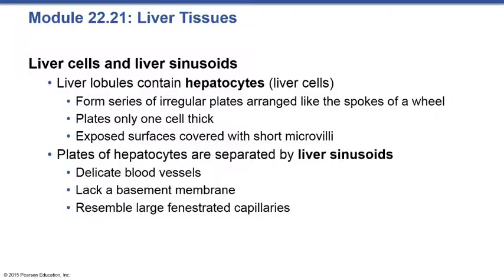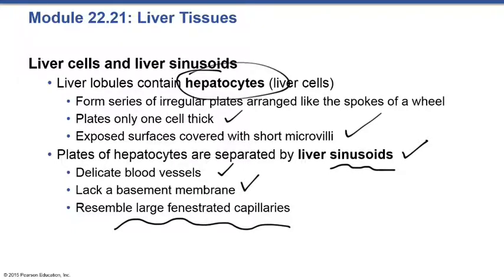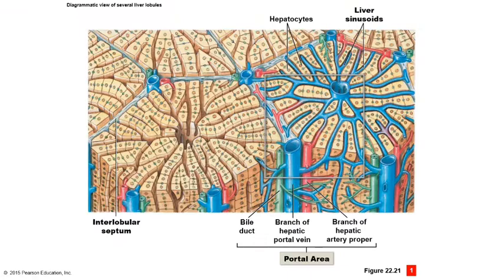The cells that make up the liver are called hepatocytes, and they are going to form these plates along the spokes of the wheel within these lobules. These are only 1 cell thick plates, and they are going to be covered by some microvilli. The plates are separated by sinusoids, that is big sinuses or spaces. These sinusoids are filled with delicate blood vessels. There's no basement membrane, so basically they're like fenestrated capillaries. Lots of holes, lots of interaction. The blood is being filtered and detoxified, and so we must have a lot of movement of molecules.